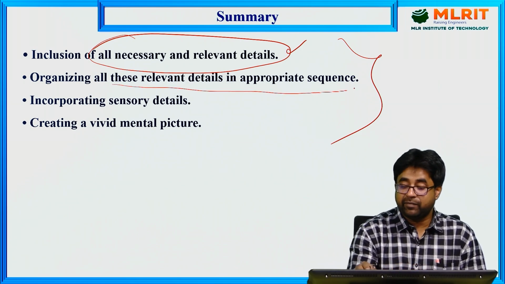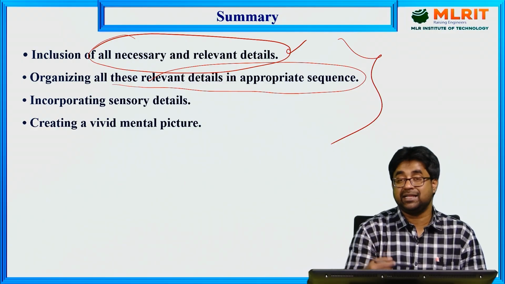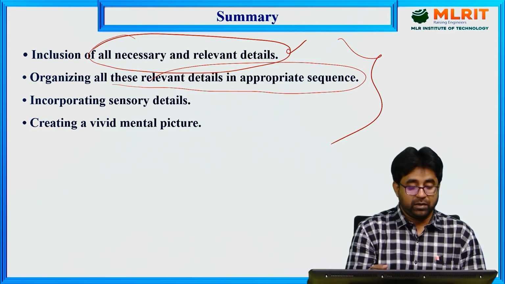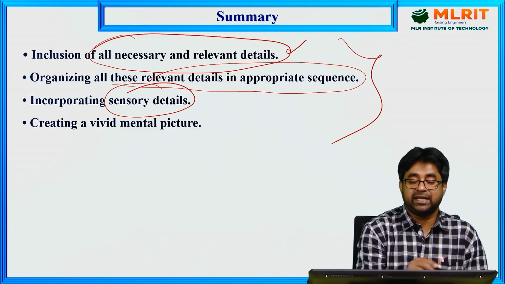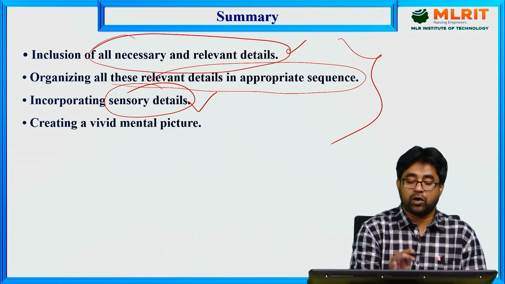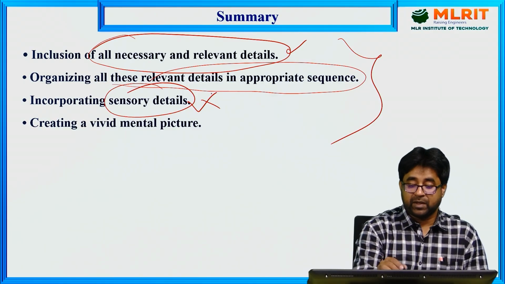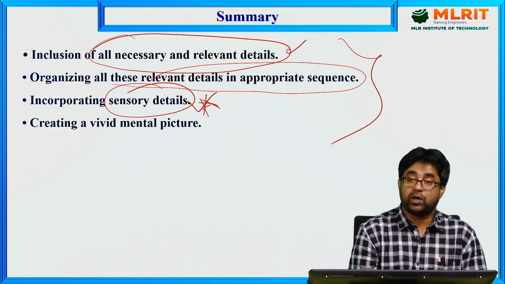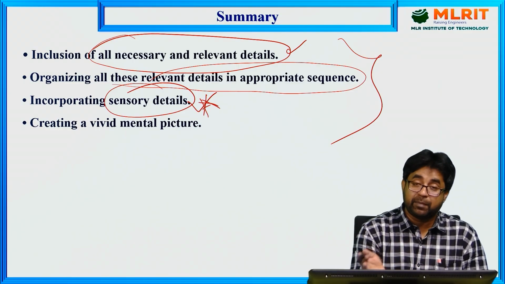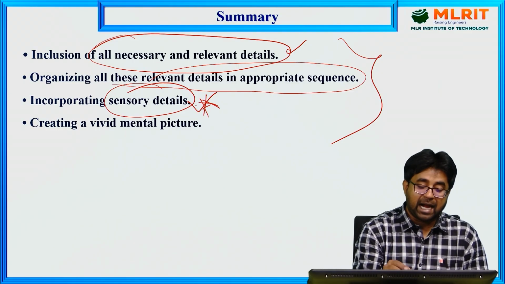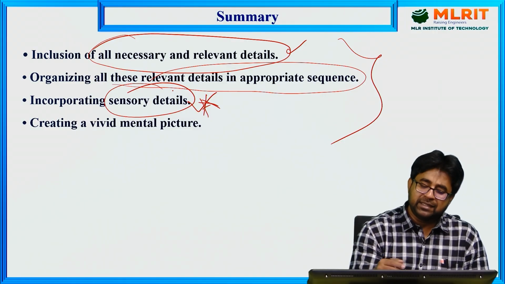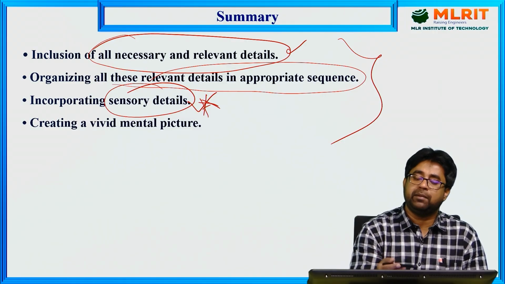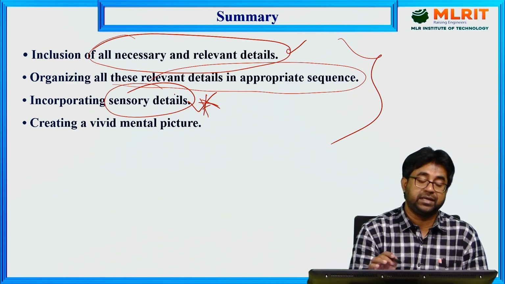Organizing all these relevant details in appropriate sequence. So maintaining the sequence also is very important. Okay, and then incorporating sensory details. Now this is very important. How do you do that? While describing the general atmosphere, while describing the different segments of the event, you can add sensory details. Now, maybe in certain cases you might not be able to do it. It's absolutely fine. But wherever possible, please try to include sensory details.